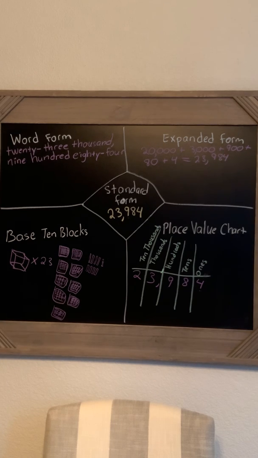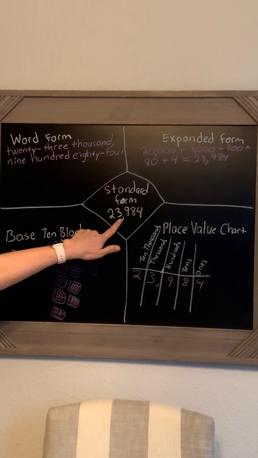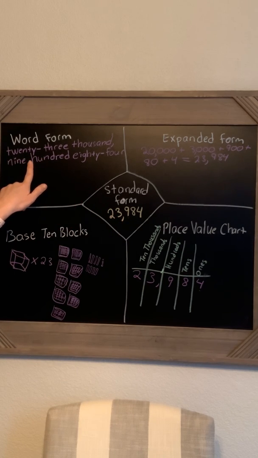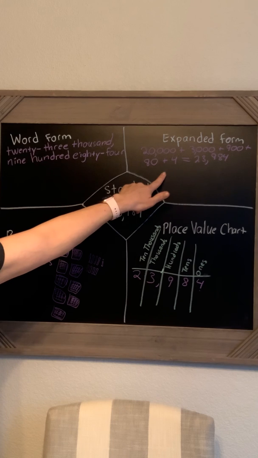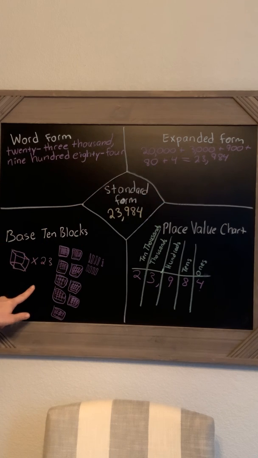So this is 5 ways to show a number. We have our standard form, our word form, expanded form, our base 10 blocks, and then our place value chart.